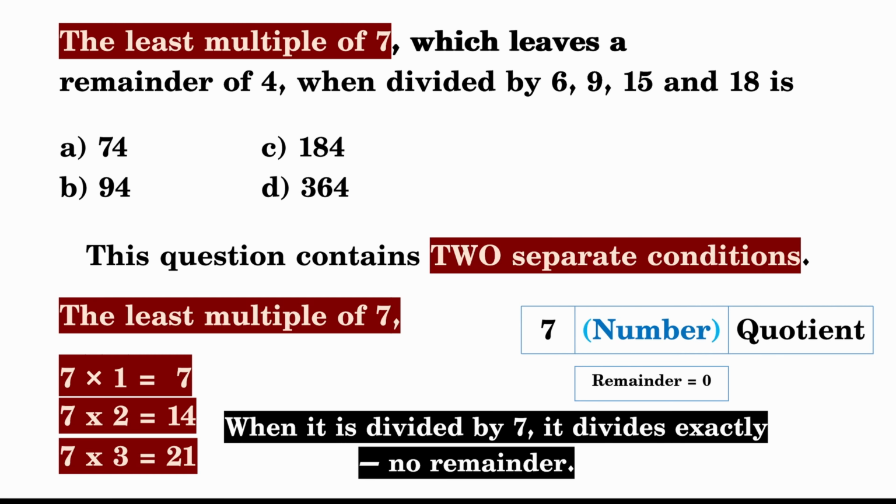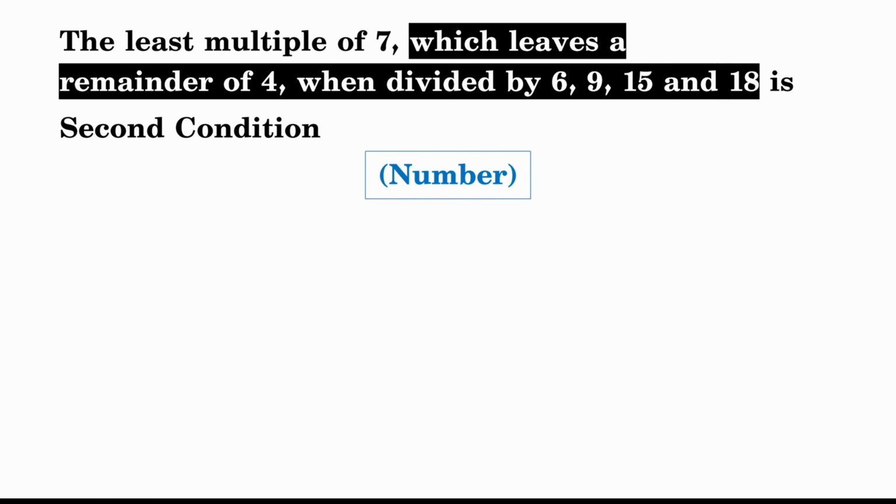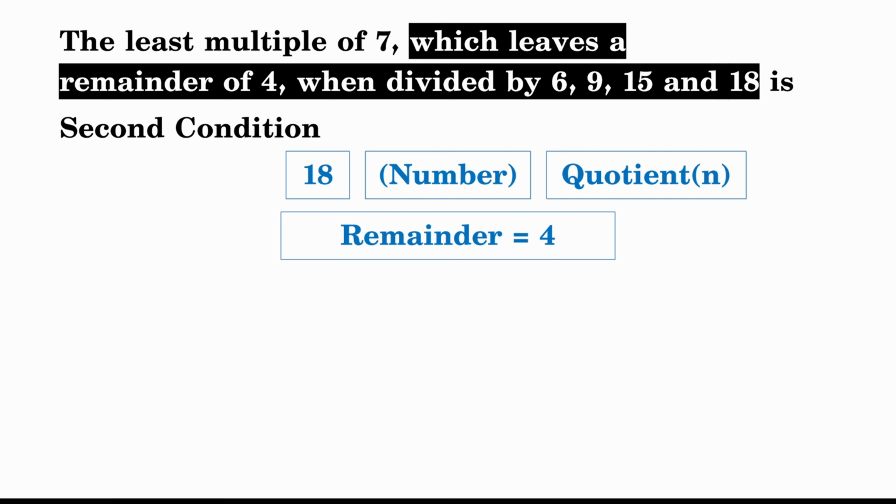Now let's move on to the second condition. It's connected to the first condition. Let's take a look at what it says. In the second condition, it says that we need to find the same number, which leaves a remainder of 4. But this time, it is divided by 6, 9, 15, and 18, not 7. So you can think of the number as similar to the first condition. When I divide by 6, 9, 15, or 18, the remainder should always be equal to 4. So the divisor changes, but the remainder should always be equal to 4.